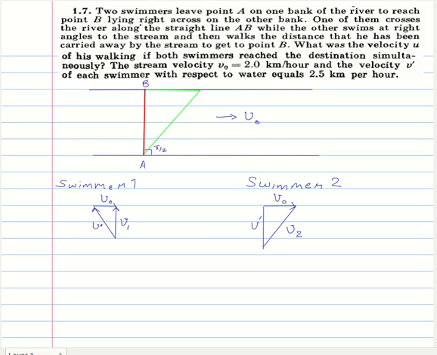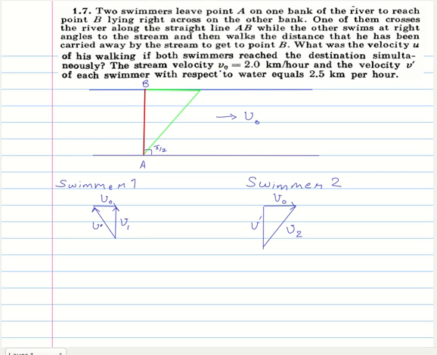Two swimmers leave point A on one bank of the river to reach point B lying right across on the other bank. One of them crosses the river along the straight line AB, while the other swims at right angles to the stream and then walks the distance that he has been carried away by the stream to get to the point B. What was the velocity u of his walking if both swimmers reached the destination simultaneously?